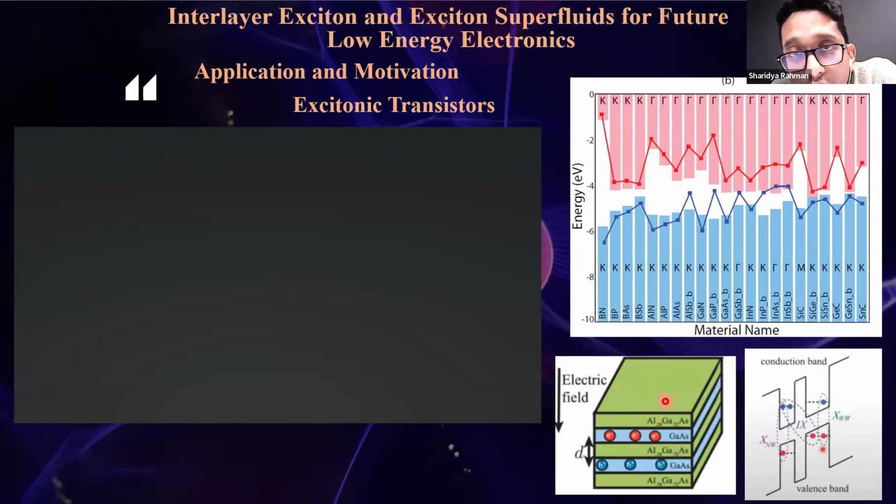A major drawback in these 3-5 quantum well systems was that these interlayer excitons had very low efficiency at room temperature. This is because of their binding energies, which are very low, on the order of millielectron volts. As a result, in these 3-5 semiconductors or quantum well systems, these interlayer excitons could only exist at very cryogenic temperatures, around 5 Kelvin or a few Kelvin. So this was a major drawback in these 3-5 semiconductors.